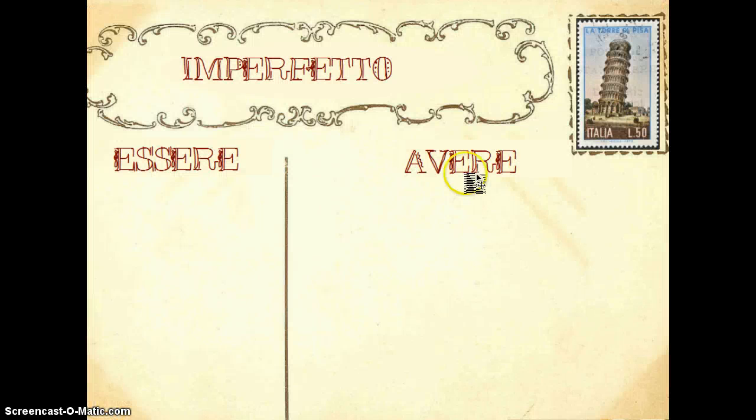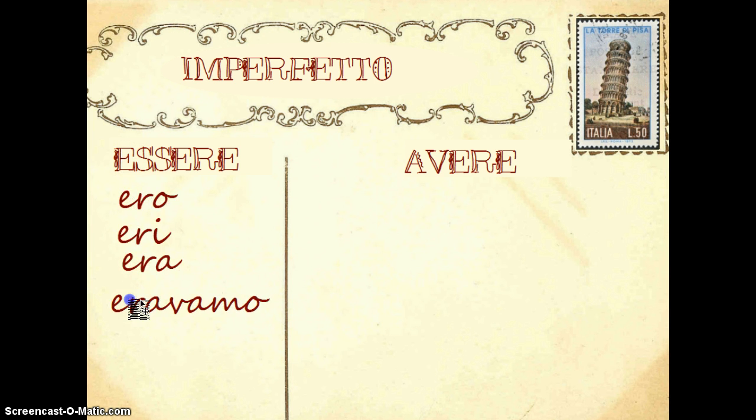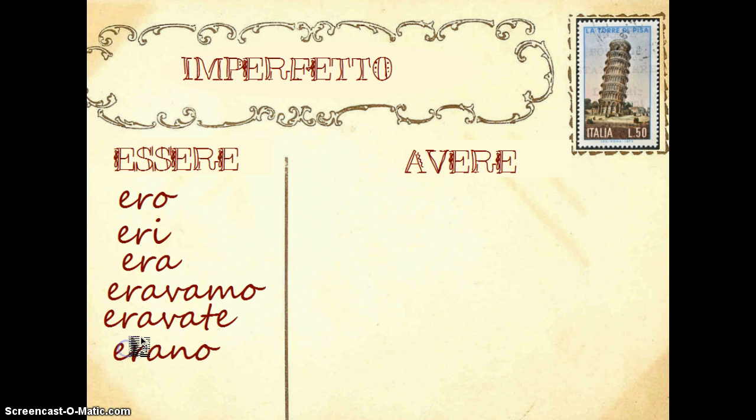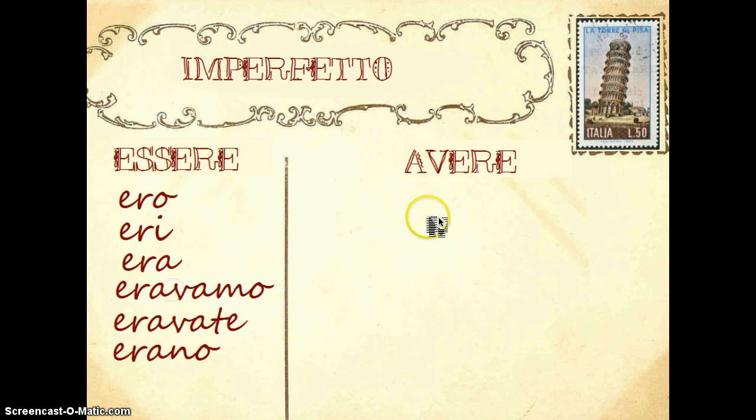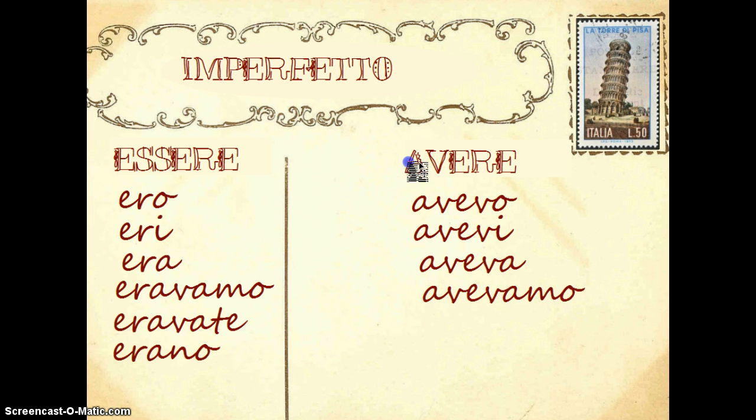So first let's just quickly review essere and avere in the imperfect. So essere is ero, eri, era, eravamo, eravate, erano. Sorry if they don't line up, but you can get over that. Okay, and then we have avere. So it's avevo. Avere is regular, so this one's easier. Avevo, avevi, aveva, avevamo, avevate, avevano. Okay?